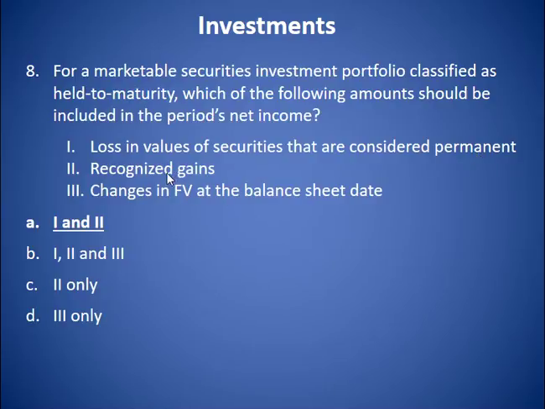Number 2, recognized gains. A recognized gain means that we actually sold a security. So if a held to maturity security was sold, we'd recognize the gain. Number 3, changes in the fair value at the balance sheet date. In that particular case, those would be unrealized gains or losses with changes in fair value, and those would not be recorded with held to maturity securities.